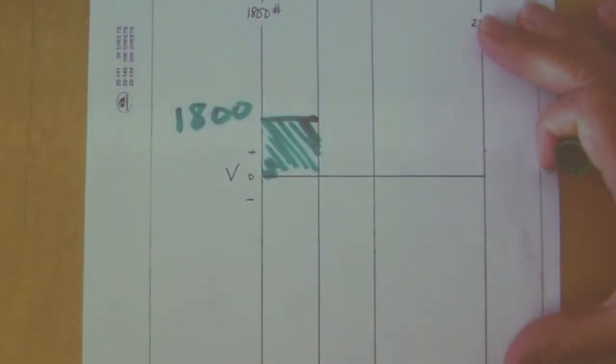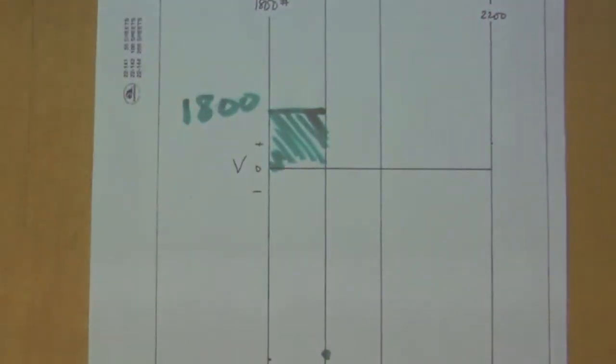So now we go here, and I know that anywhere in here, the V is always 1800. And the moment is 1800 times x. So when x is 0, it's 0. And when x is 5, it's linear. When x is 5, what's 5 times 1800? 9,000? Yeah. 9,000.